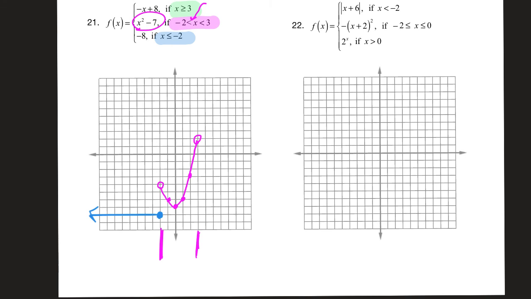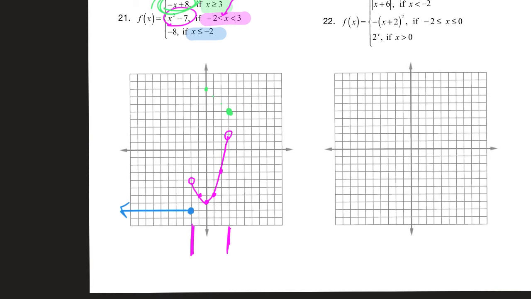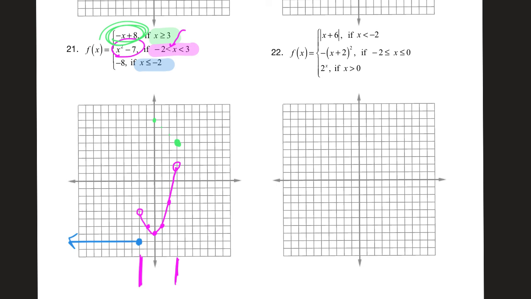All right, and then the last one that I have to do in green, this is a line. Right? It has a y-intercept of 8. 1, 2, 3, 4, 5, 6, 7, 8. I'm going to erase that dot in a minute or two. It also has a slope of -1. 1, 2, 3. So this is where it starts, and it keeps going. Uh-oh. Did the whole thing move? It starts right there. It's got a slope of -1.